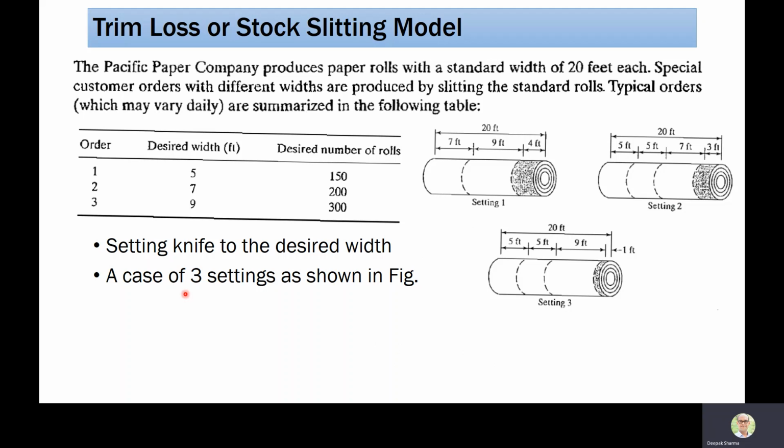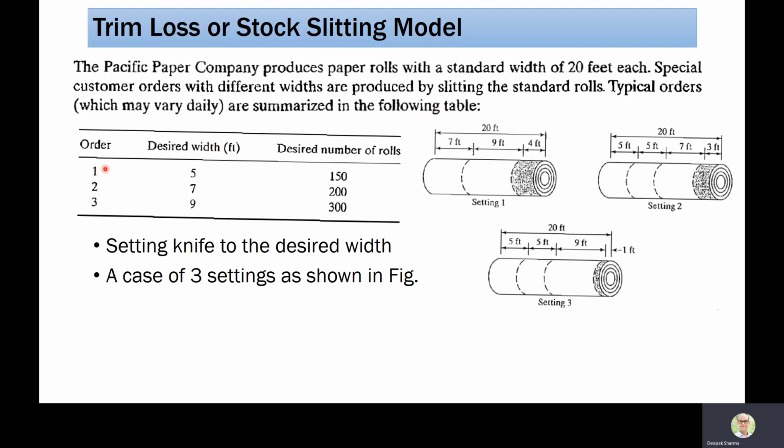Coming to the last example, which is a trim loss or stock slitting model. The Pacific Paper Company produces paper rolls with a standard width of 20 feet. Now you can see that the width is 20. Special customer orders with different widths are produced by slitting the standard roll. So when we make this 20 feet, we are going to cut in between, basically slitting, so that we can meet the demand. The typical orders, which may vary daily, are summarized in the table.